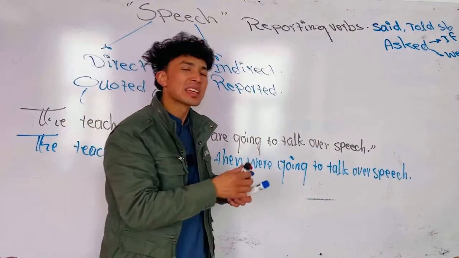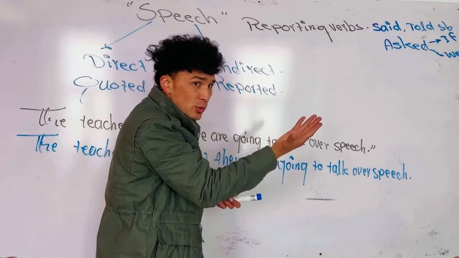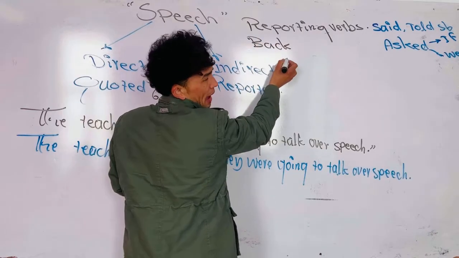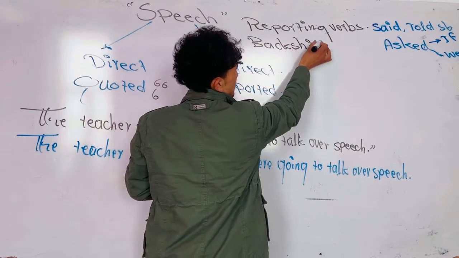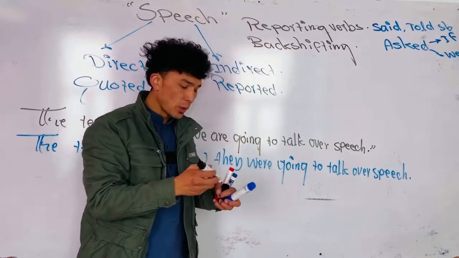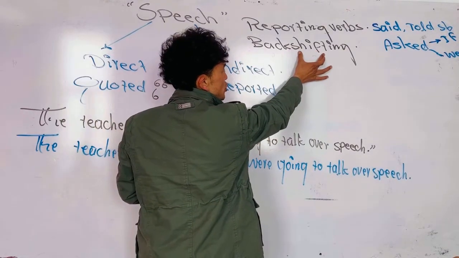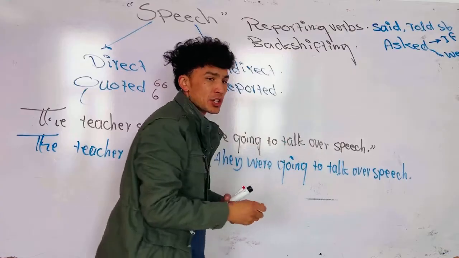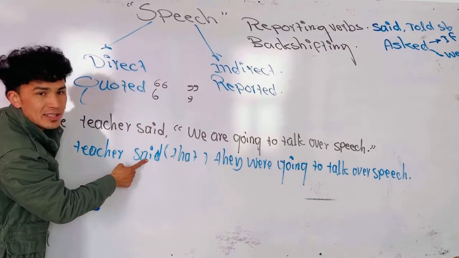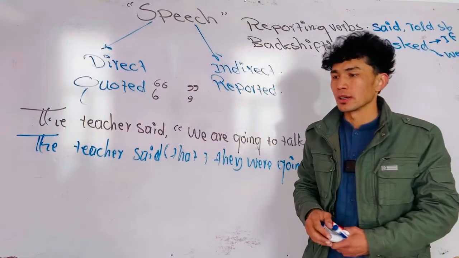You understood? The second thing we do require in order to change direct speech into indirect speech is what? Back shift. Do you know the word back? Do you know the word shift? Back shifting. We need to get familiar with the word back shifting. Shift means change, back is back. Look at this one and this one. This is in present continuous, while this is in past continuous. This is called back shifting. This is very important.